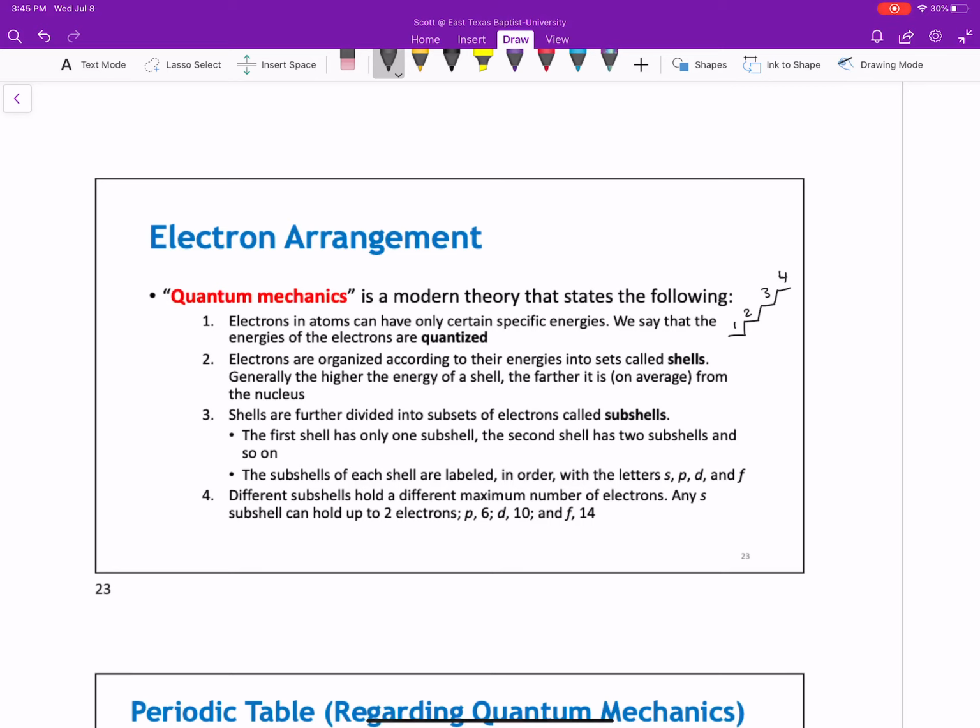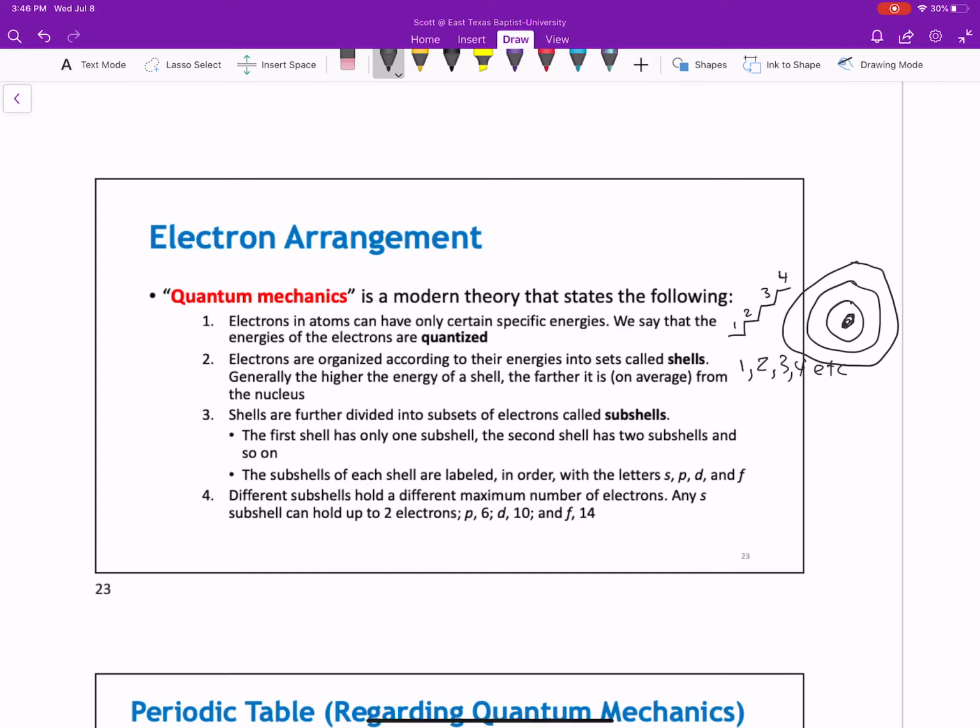Electrons are organized by their energies into sets called shells. Generally, the higher the energy of the shell, the further on average it is from the nucleus, okay? Keep in mind we're talking about electrons. And so these shells are going to be 1, 2, 3, 4, etc. And here's your nucleus. So that might be shell 1, shell 2, shell 3, so on and so forth.